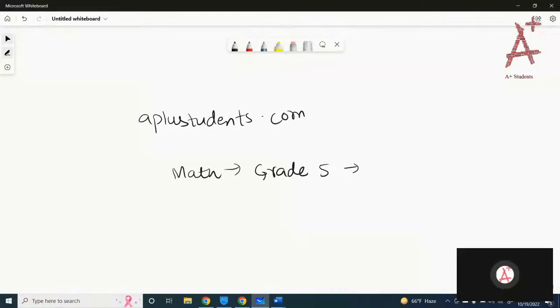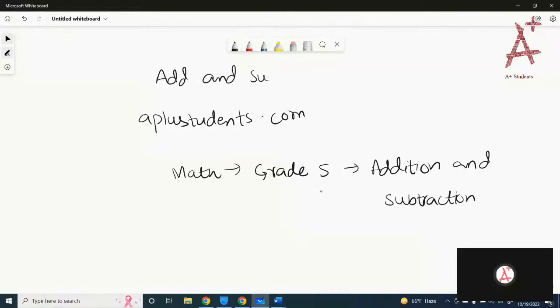We are already working, and now we're going to start with chapter 4, that is addition and subtraction. And we're going to start with the first lesson, that is add and subtract whole numbers up to billions.